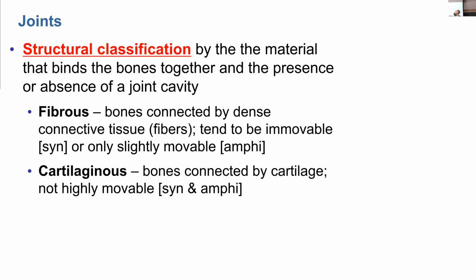The pubic symphysis falls under this category. It's cartilaginous. Remember, there's fiber cartilage between the two anterior portions of your two coxal bones, and there is some slight movement there. So those are your cartilaginous joints.